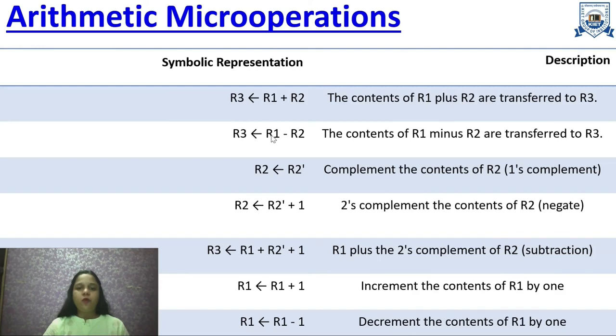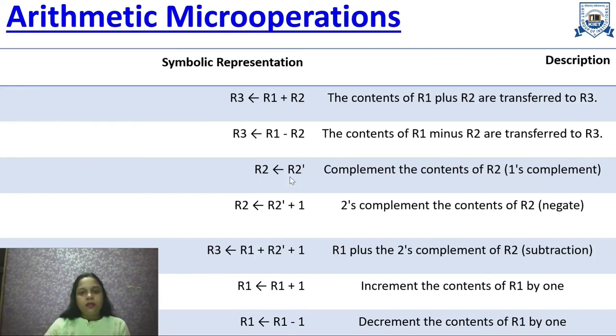Similarly, if we want to subtract R2 from R1 and store the result in R3, then this will be the symbolic representation of this micro operation. The content of R1 minus R2 is transferred to R3.